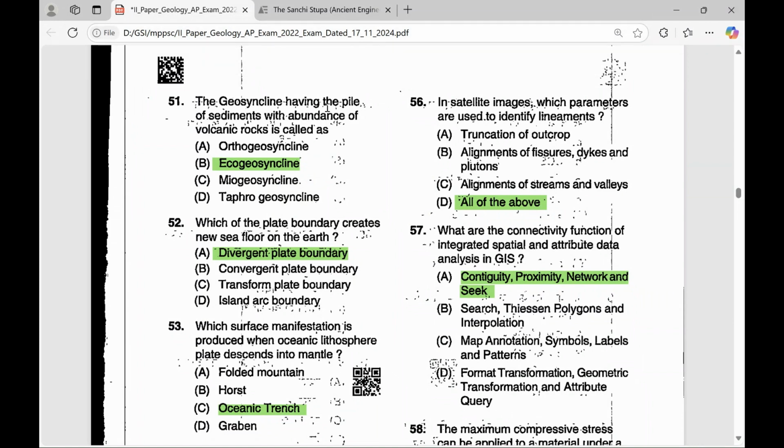The geosyncline having the pile of sediments with abundance of volcanic rocks is known as, it will be geosyncline. The spelling is a mistake here. So it will be geosyncline. You can even refer to books like Mahapatra for these geosyncline concepts. Many questions come common from this book.